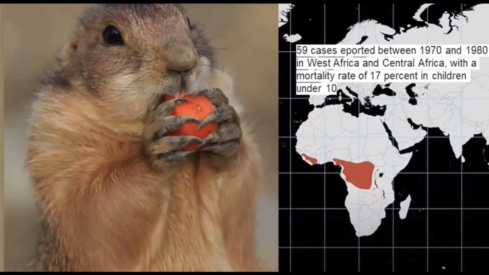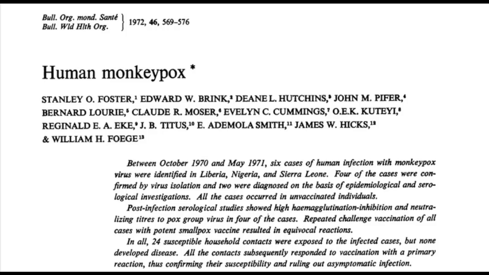But actually, the most suspected reservoir of the monkeypox virus is rodents. There were 59 cases reported between 1970 and 1980 in West Africa and Central Africa, and the mortality rate was as high as 70% in children under 10. So this is one of the first few reports of human monkeypox.